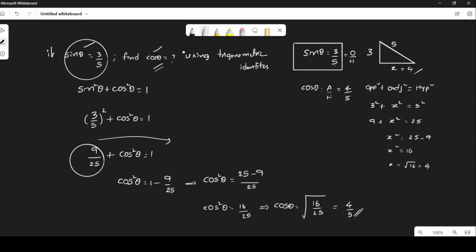So in this way, using trigonometric identities, we can find the value of cos theta, right? In a similar way, he may ask to find the value of secant theta or other ratios also. See, if cos theta is known, then we can find secant theta in a very easy manner. Secant theta is nothing but the reciprocal of cos, so it will become 5 by 4.